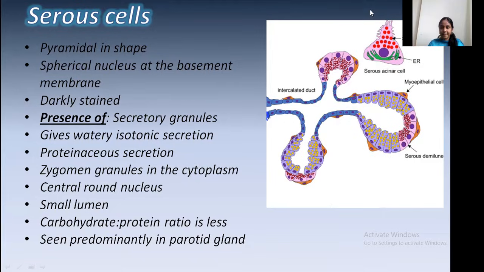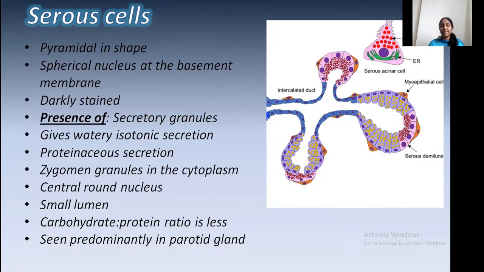How to identify a serous cell? They are pyramidal in shape. If you can see in this area, they are pyramidal in shape. They have a round nucleus towards the basement membrane and they have secretory granules. They have watery secretion which is isotonic. Serous salivary glands secrete watery secretions and they are isotonic.